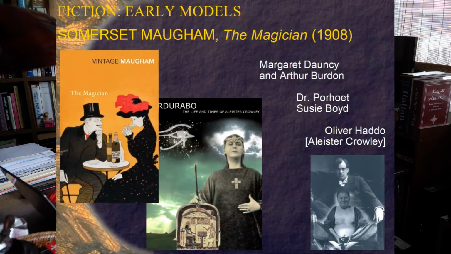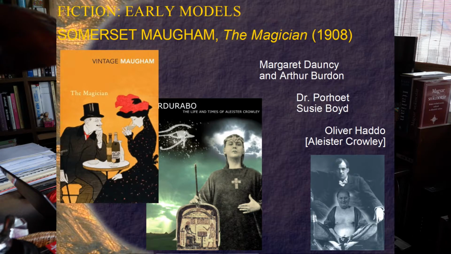Now in the novel, again, we have a rationalistic kind of very quiet and firm character, Dr. Arthur Burden, who is a surgeon, and he has a fiancée, Margaret Dauncey. Now the fiancée is more sensitive, more delicate, we could say hypersensitive person. This couple is very similar to the one described in the previous novel, A Strange Story. Of course, they are in Paris and they get into the company of Oliver Haddo, who is the kind of literary adaptation of the character of Aleister Crowley.